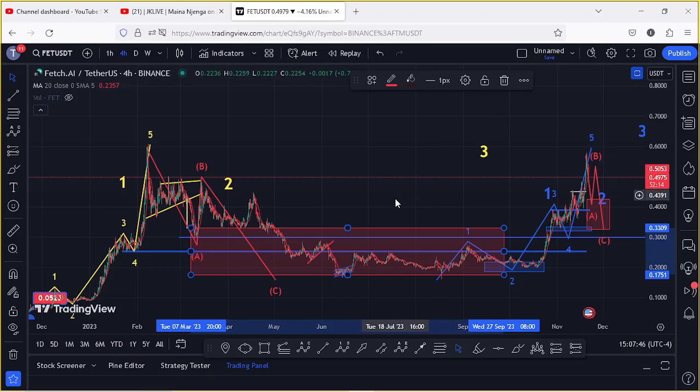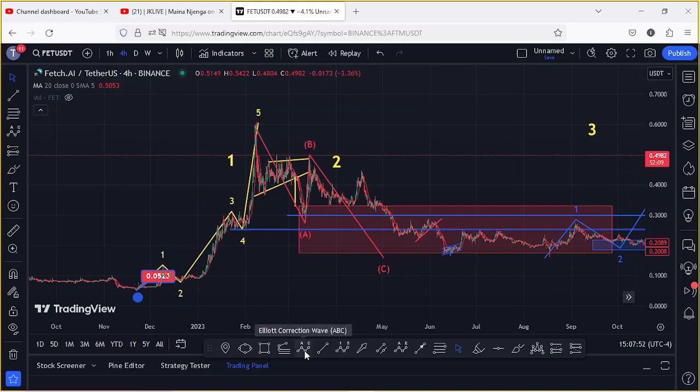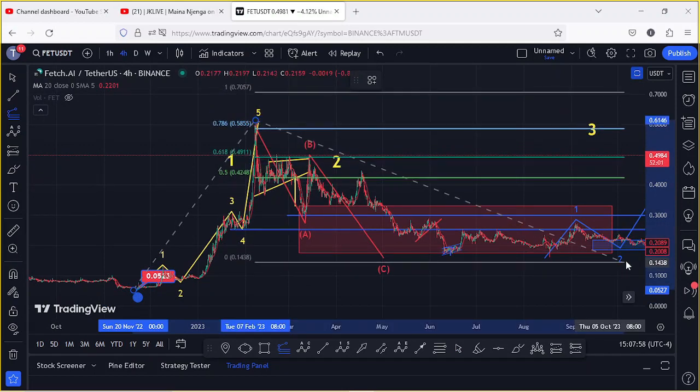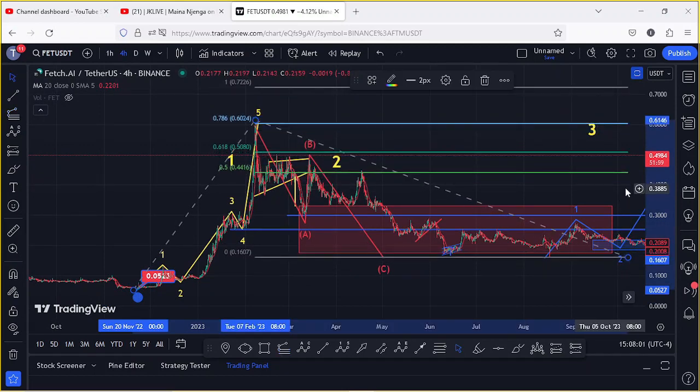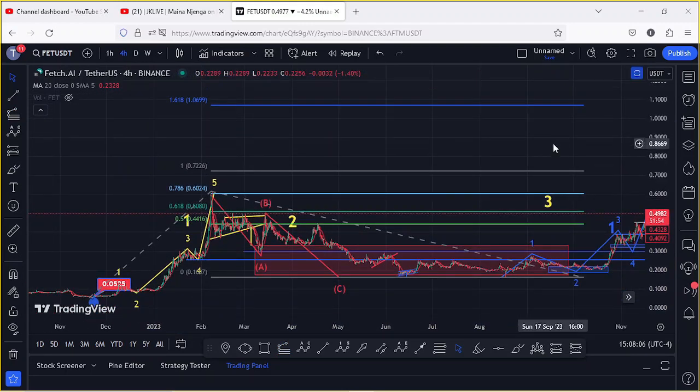The minimum target areas for the third wave can be given by connecting the trend-based Fibonacci from the low of the first wave to the high of that wave 1, then dragging the fibs to the low of the second wave, giving me a minimum target area for the third wave at the Fib level 1.618, and that is above the $1 mark, which is the minimum that we can expect Fetch AI to do in the formation of that wave 3. So that is what I'm keeping my eyes on in the short term and also on the long term, and those are my pullback target areas.